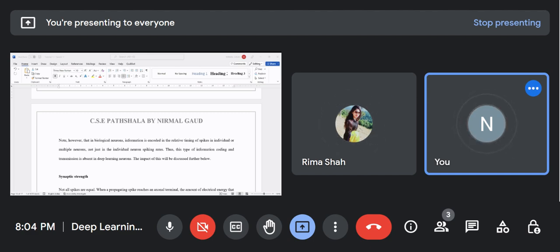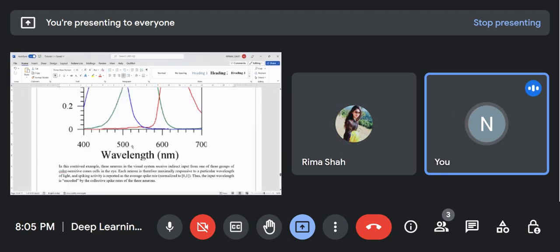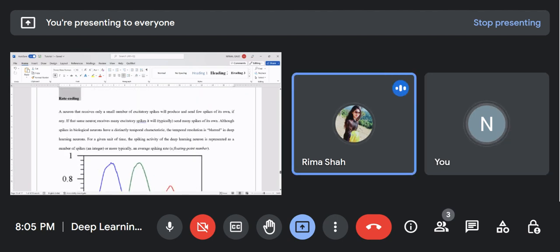So here, according to the sense, how much it has been active, till how much time it has been active, the rate has been calculated. So this is how it is mentioned, rate encoding.